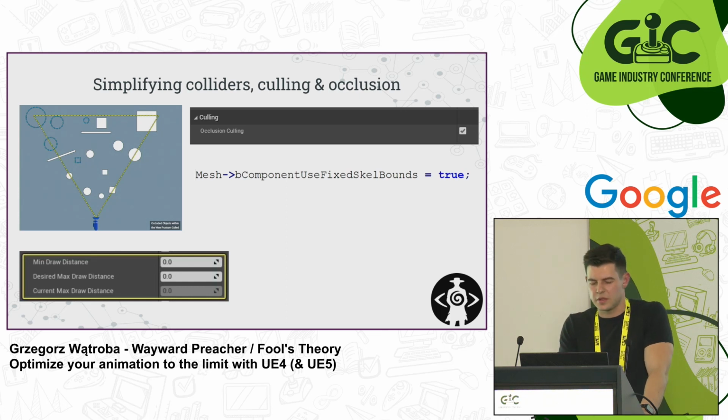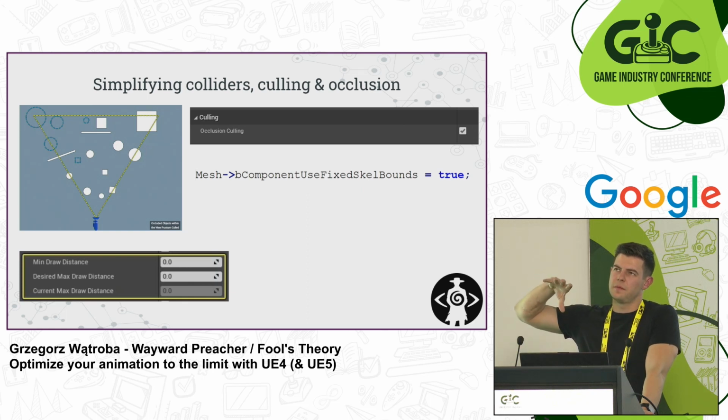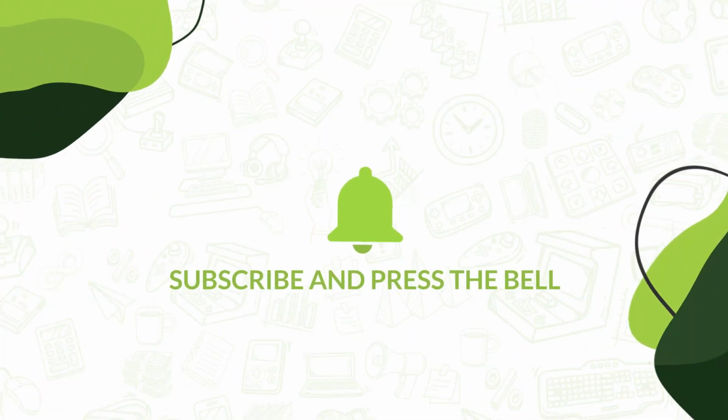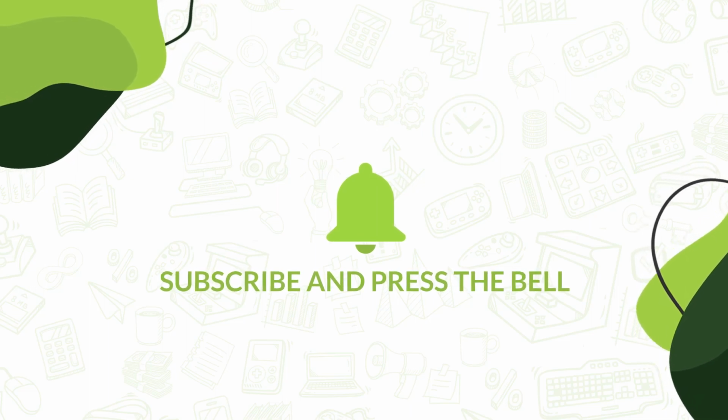So this is the more interesting part here. To simplify culling and the calculations that go with it, we can use a specific flag for mesh component, use fixed skeletal bounds. It simplifies the mesh collider, which allows us to save some time. And actually, from what I remember, we are taking it ad hoc at the farthest, the least significant bucket, because then it cuts out characters quicker from the screen.